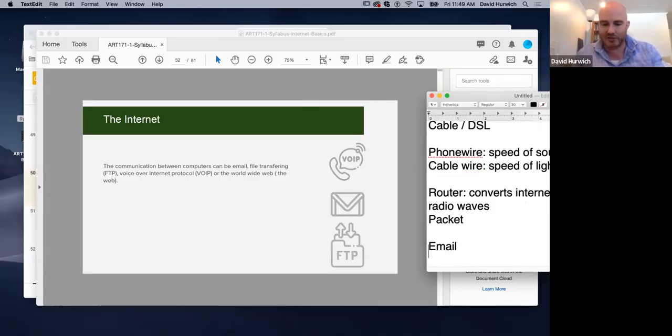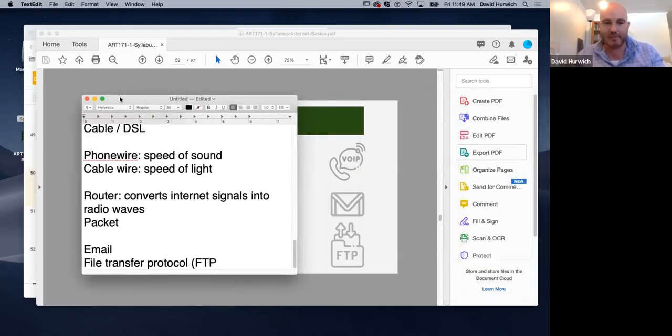It also allows for what's called file transfer protocol, also referred to as FTP. FTP is basically the ability for one computer to send a file to another computer. This could be text, could be an image, could be a video file, could be an application file, any sort of thing.